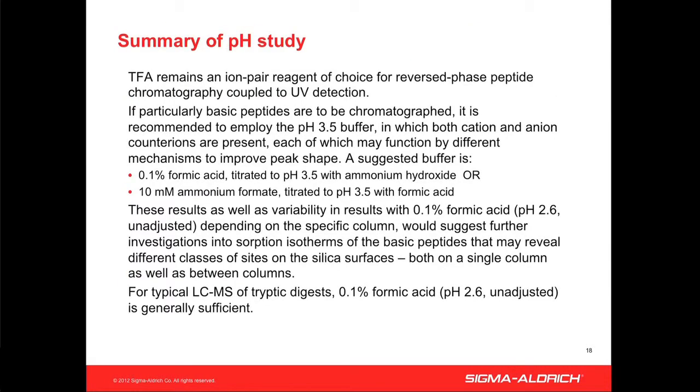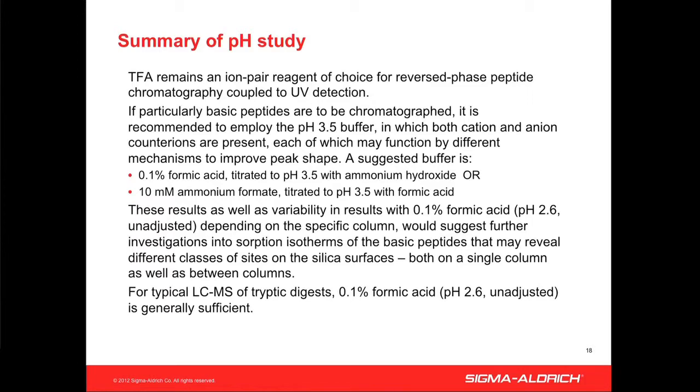So what we conclude from this is a recommendation from all these studies we've done with a variety of columns. I just showed you a few of them here. Where 0.1% formic acid gives issues of peak shape, employing a pH 3.5 buffer is a good alternate option, and that can be done in one of 2 ways, as I've shown.